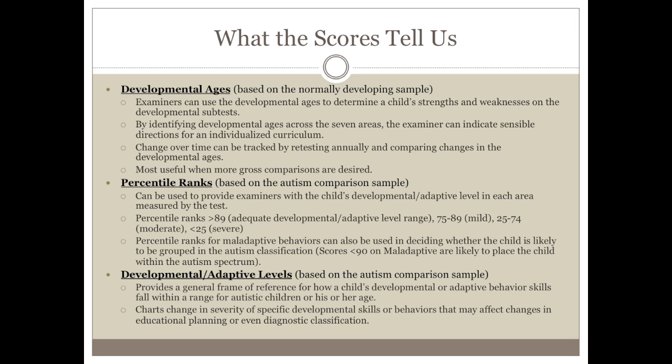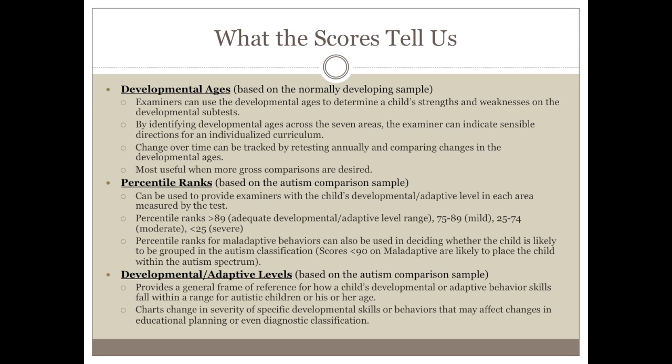The developmental age scores are based on the normally developing sample. These scores provide the examiner with developmental ages across the 7 assessed areas. Change over time can be tracked by retesting annually and comparing changes in developmental ages. Developmental ages are useful in developing specific programming for students with autism, as well as comparing students with autism to specific developmental milestones.